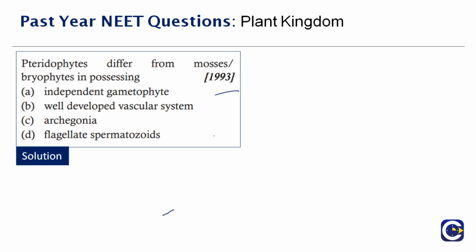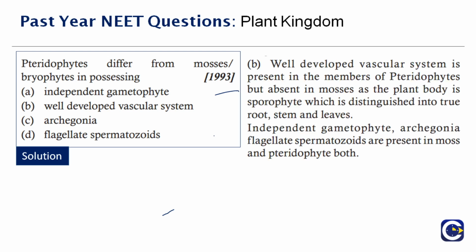We all know bryophytes do not have any motility, right? They will not have any flagella or anything. Therefore, the correct answer to this question is well-developed vascular system. We all know bryophytes are non-vascular plants, while pteridophytes are vascular plants. So how do you differentiate pteridophytes from mosses and bryophytes? They both belong to the same broad group, but still, when it comes to differentiation, how will you differ? That is the question here.